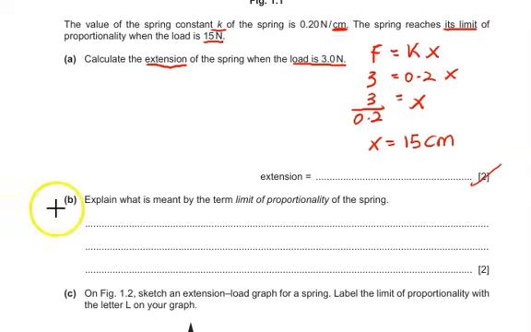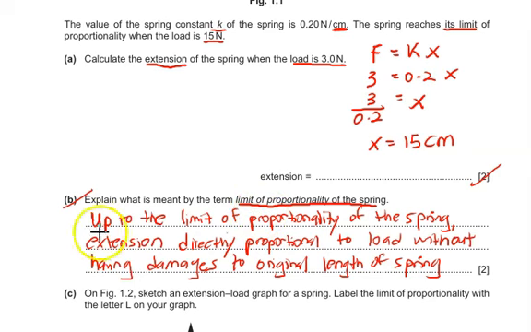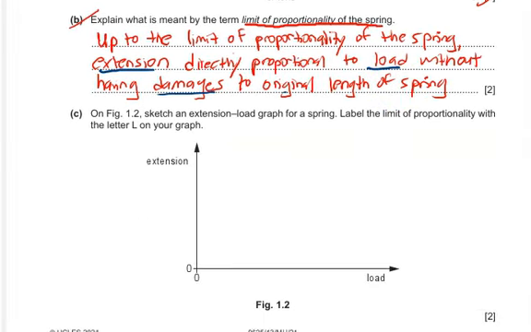Okay, the next one is explain what is meant by the term limit of proportionality of the spring. Okay guys, so this is my answer here. Up to the limit of proportionality of the spring, extension is directly proportional to the load without having damages to the original length of the spring. So if you notice, there are certain springs, if they are stretched beyond their limit, you will have permanent damages on the spring. Okay, so this is 2 marks. And then let us look at the next one.